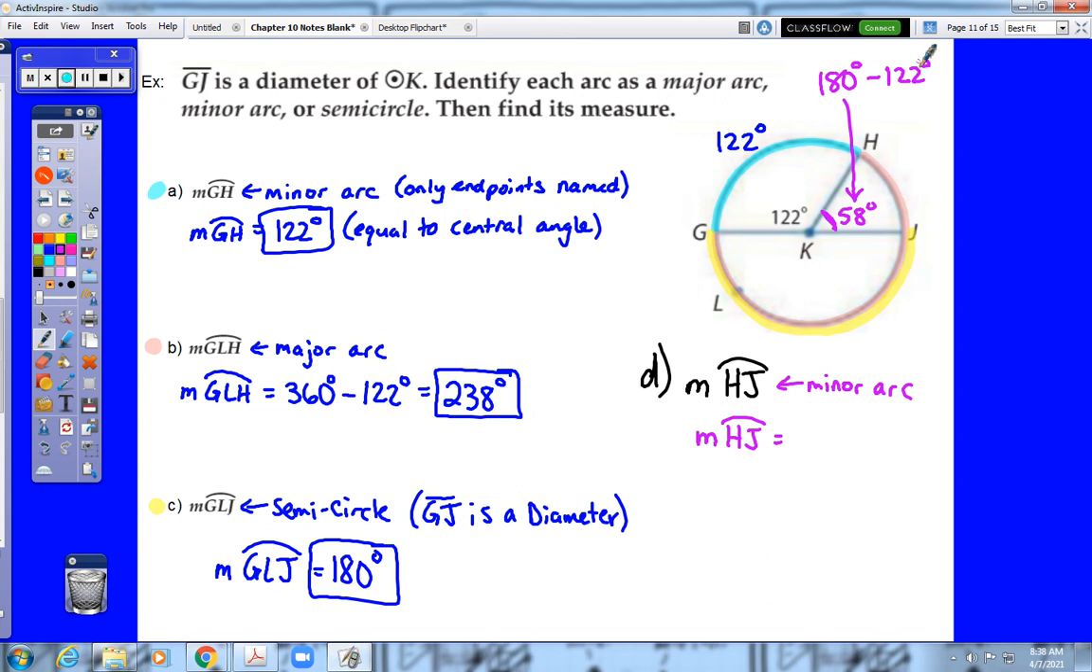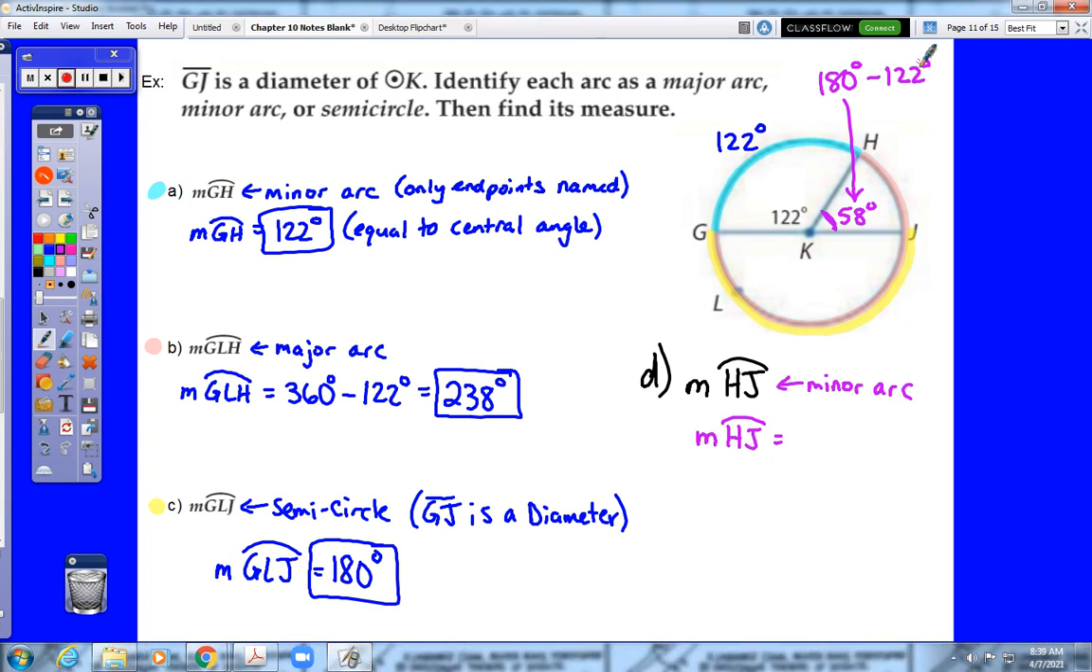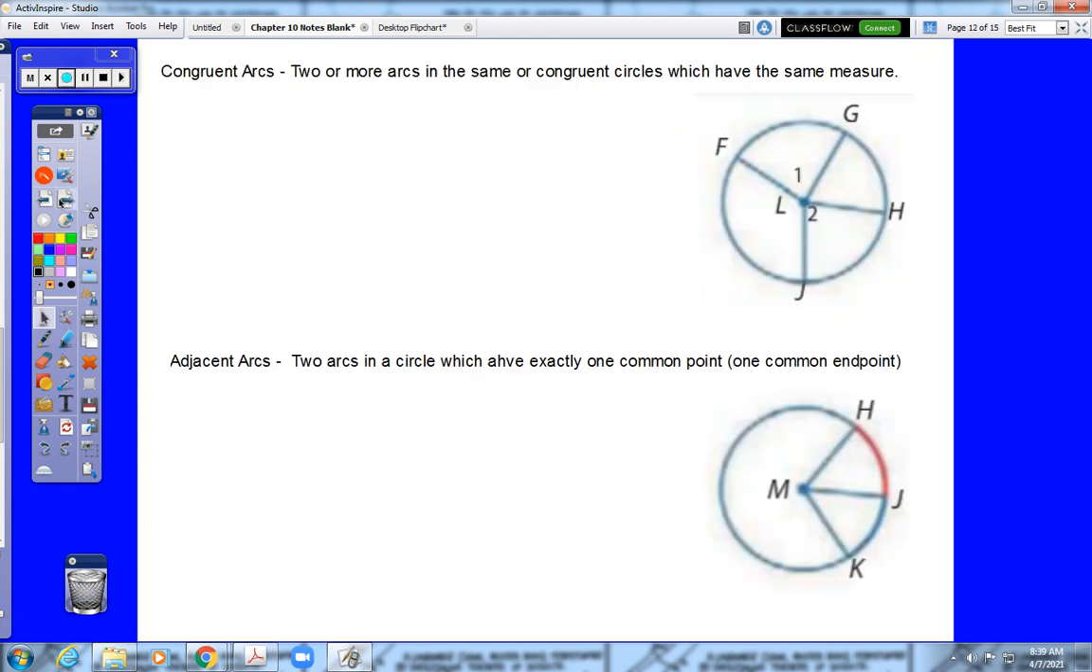How do I know they're supplementary? How do I know they add to 180? Yeah, that's a diameter, which means this has to be a 180 degree angle. Okay, very good. Very good. Okay, so HJ's measure would be 58 degrees. Okay, good. Just wanted to see if we could figure that out. Otherwise, there might have been questions. All right, we good on this page? Yes? Yeah. Outstanding. Let's see how much more we can get in today.